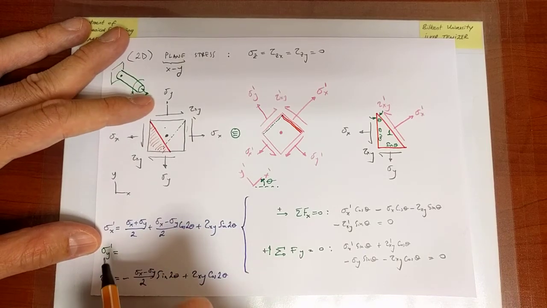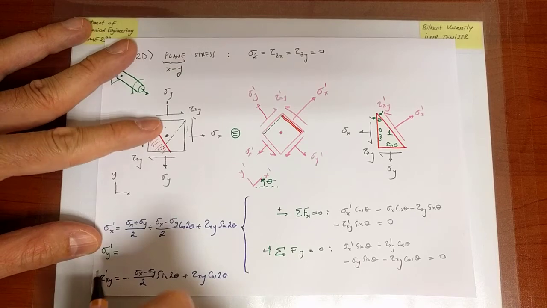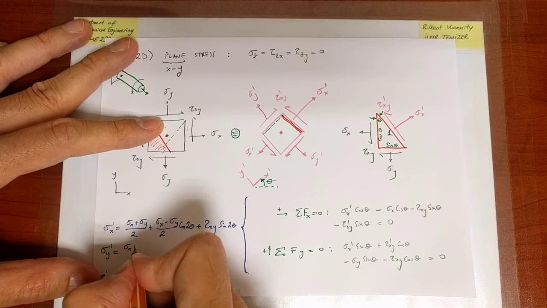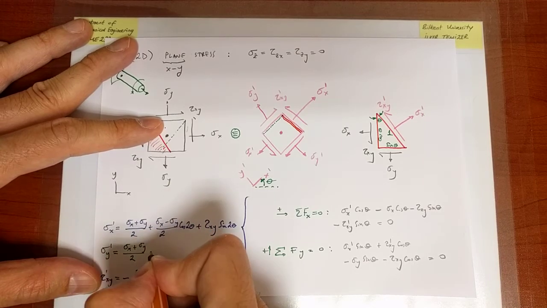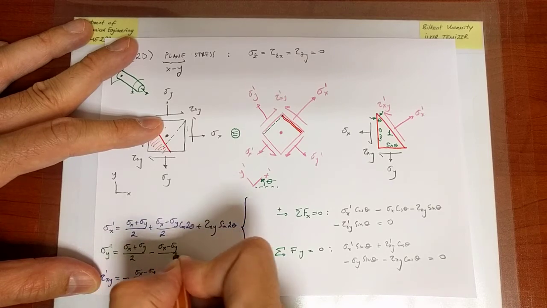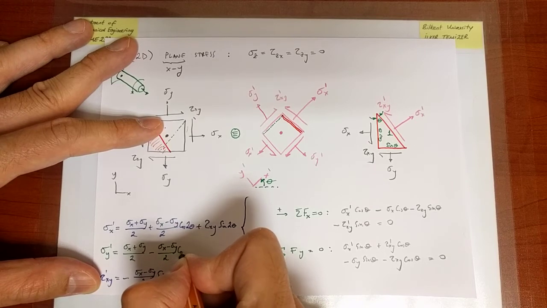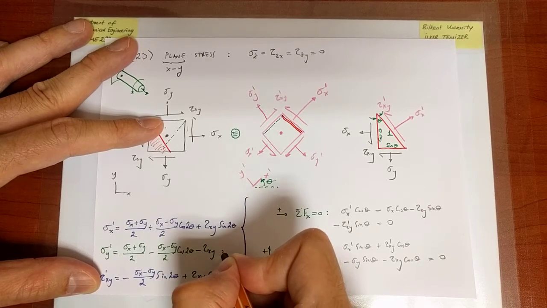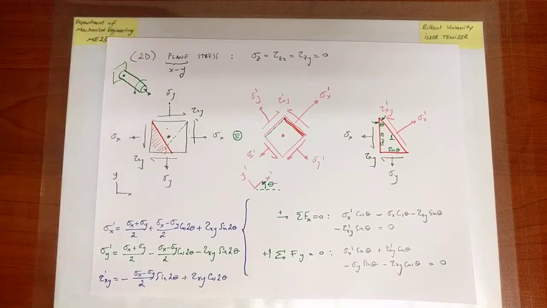Sigma y prime value will actually be different, and that value will be equal to sigma x plus sigma y over 2 minus sigma x minus sigma y over 2 cosine 2 theta minus tau xy sine 2 theta. Okay. Now, though you could have derived it this way, there is actually a simpler way to think about this. And the simpler way to think about it is as follows.